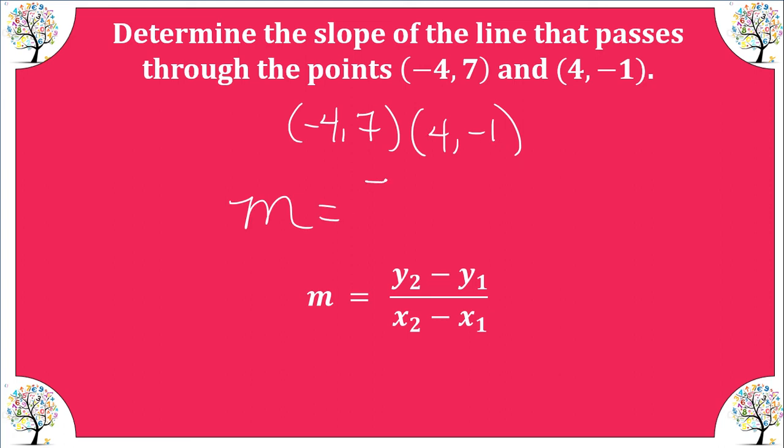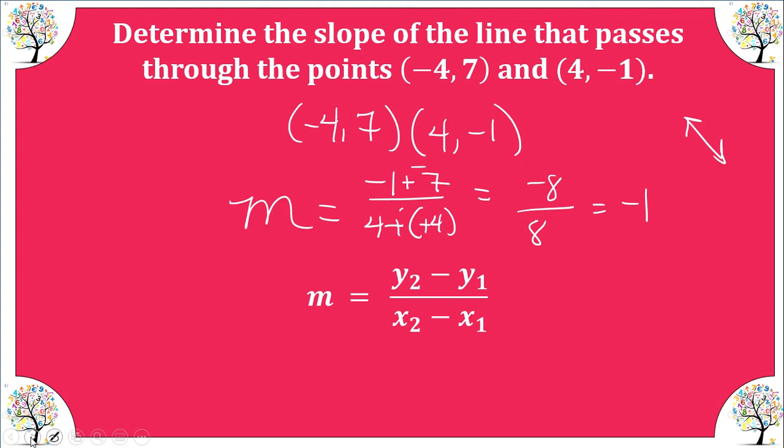We have the change of the y's compared to the change of the x's. Keep, change, -8. Keep, change, +8. -1. This line slopes down. It has a negative slope.